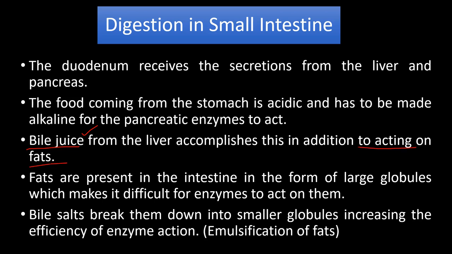Now what are these fats? Why are these important? The fats here are actually in large globules, and the enzymes cannot act on them in an efficient manner. So the large globular fats have to be broken down into smaller globules of fat, and this process of breaking down of the larger fat globules into smaller fat globules with the help of the bile salts, so that the enzyme lipase can act efficiently on them, is called emulsification. So emulsification is the breakdown of the larger fat globules into smaller ones with the help of the bile salts.